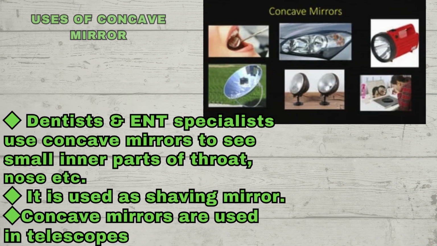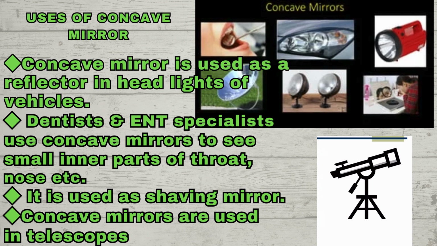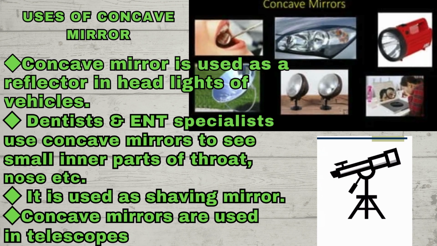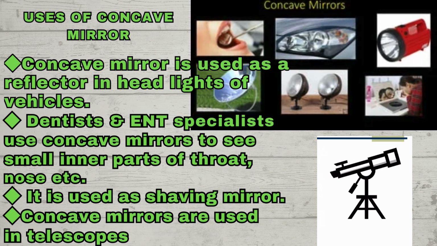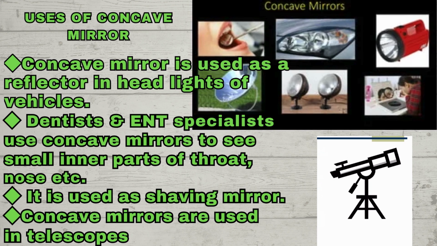Uses of concave mirror. Concave mirror is used as a reflector in headlights of vehicles. Dentists and ENT specialists use concave mirrors to see small inner parts of throat, nose, etc. It is used as a shaving mirror. Concave mirrors are used in telescopes.